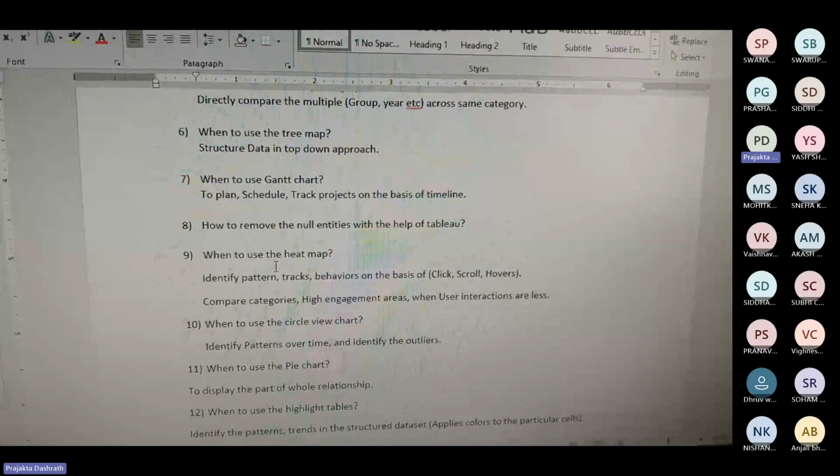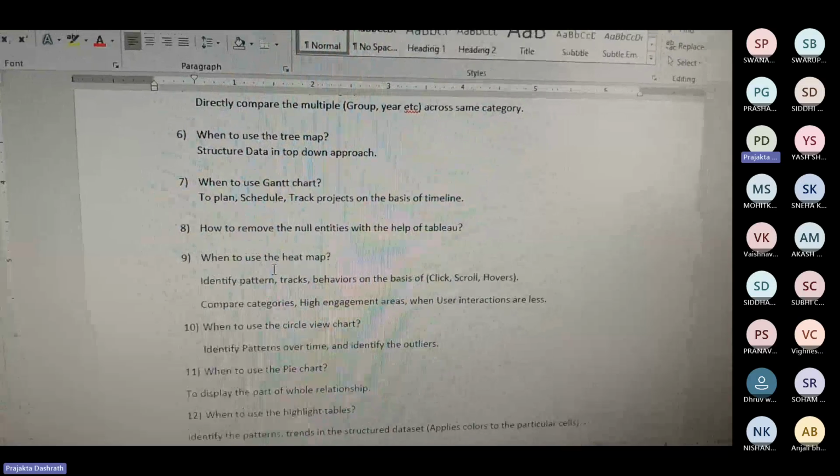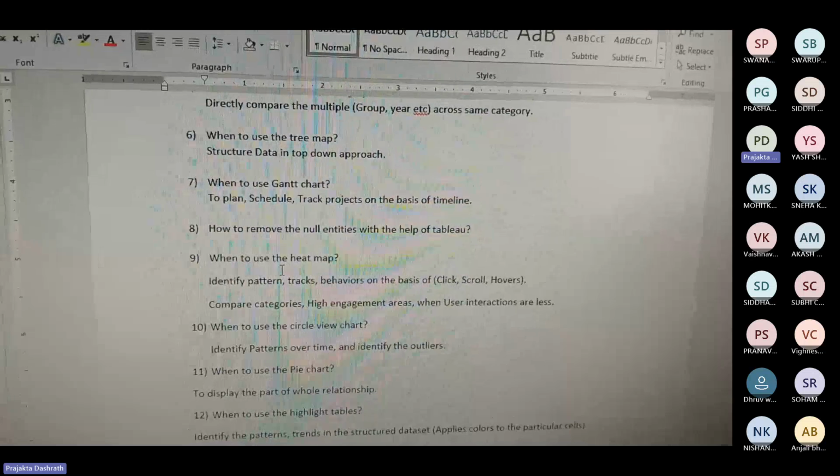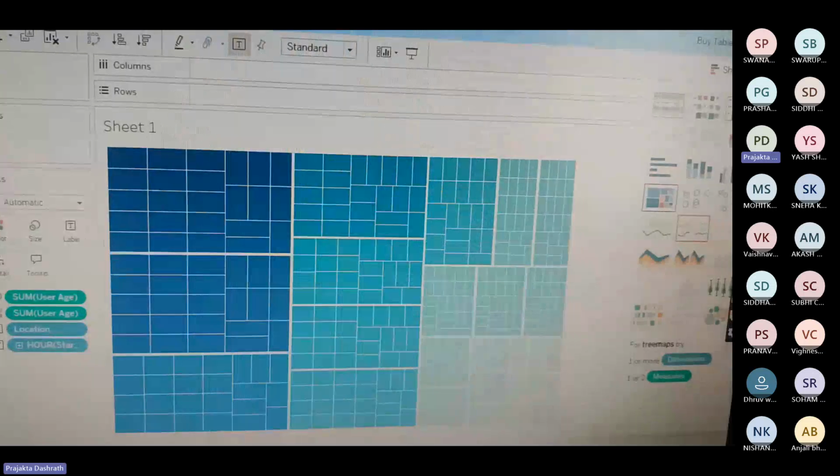Just try to figure out the next one. When to use Gantt chart? Plan, schedule, and track the project on the basis of timeline. We are trying to figure out.